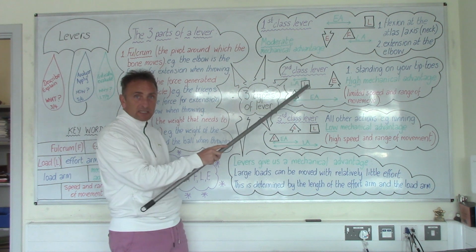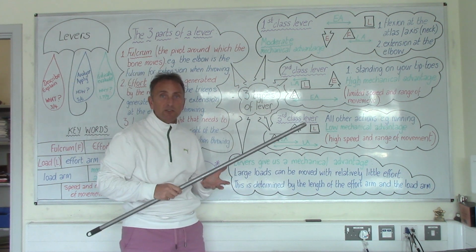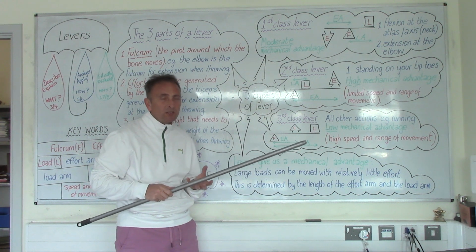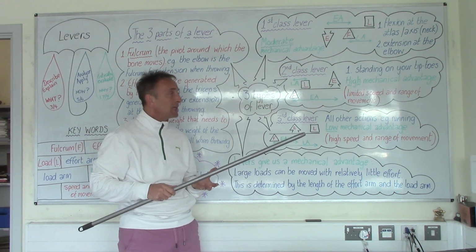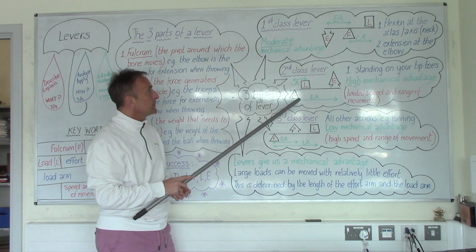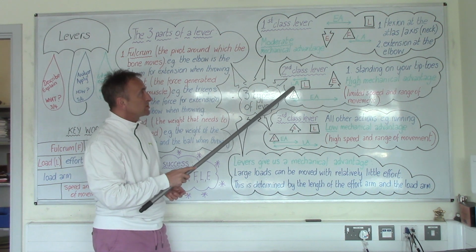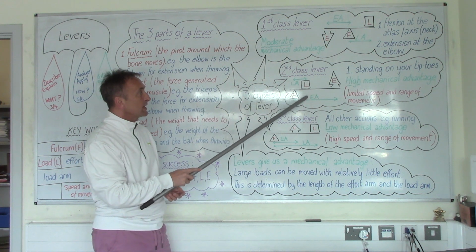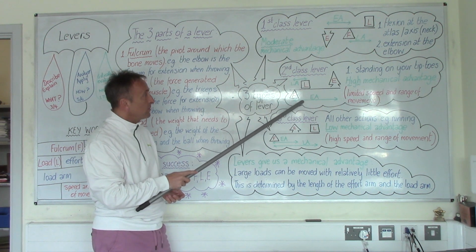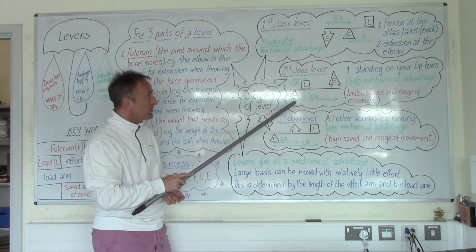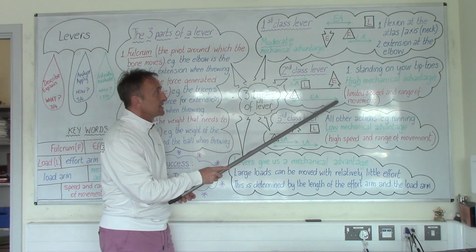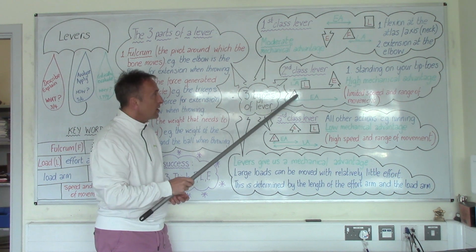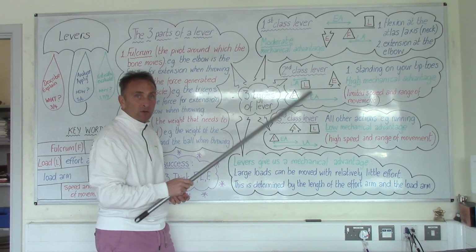So let's go back to my second order lever, which gives us the most mechanical advantage. Large forces, large loads can be moved with relatively little effort. You can see here that the load arm, the distance between the fulcrum and the load, is relatively small in comparison to the effort arm, the distance between the pivot or the fulcrum and the effort. When the effort arm is so much bigger than the load arm, we get a mechanical advantage.